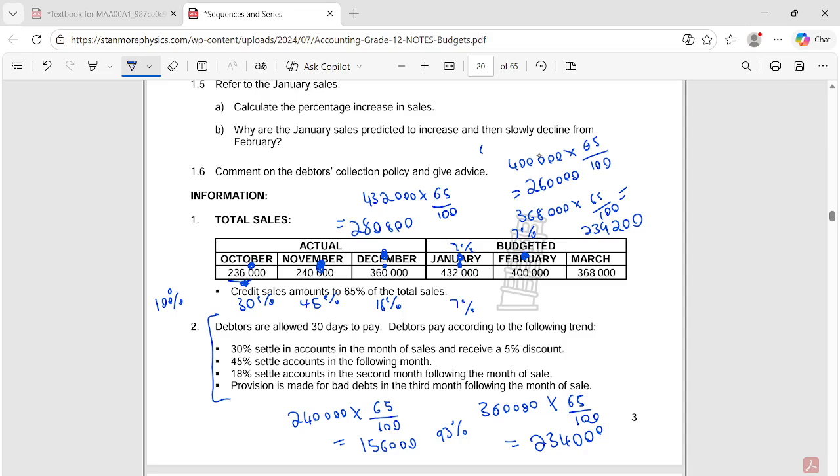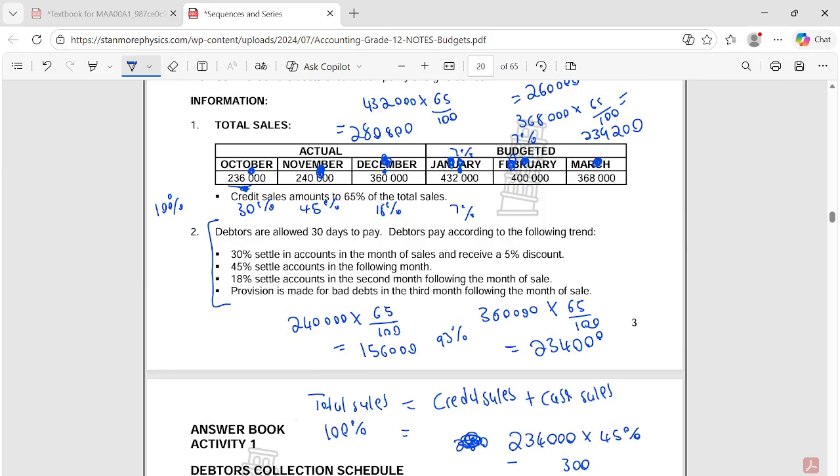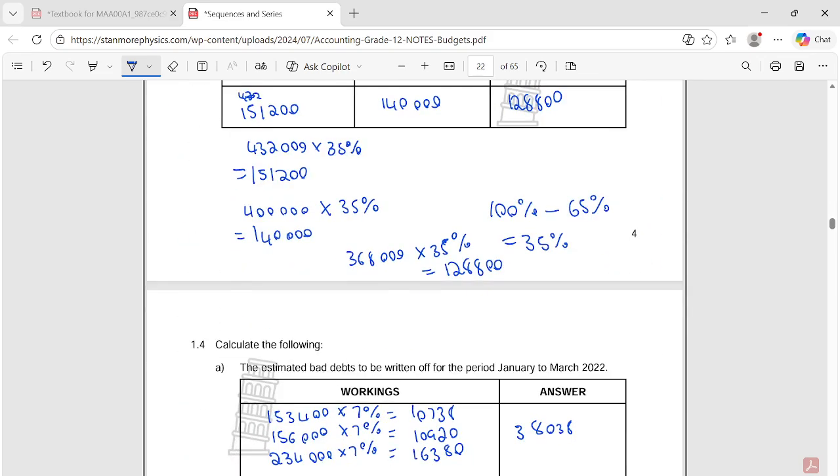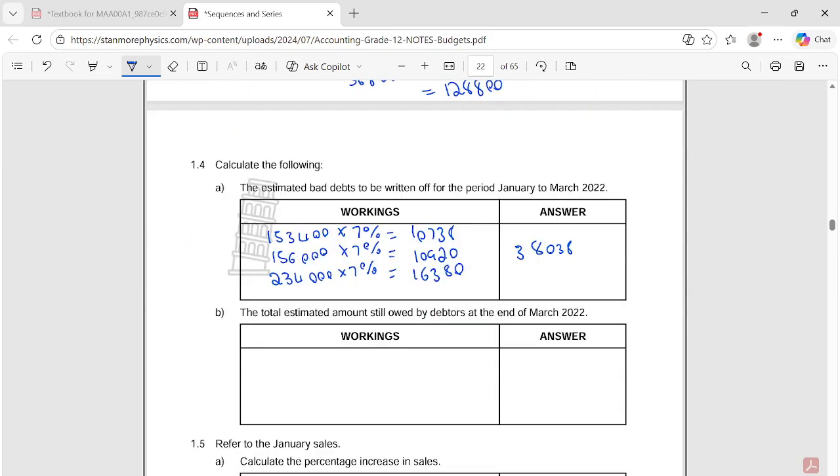get my bad debts percentage for January using the October one, and then for November I'm getting bad debts on February, and for December I'm going to get my bad debt on March, because I'm collecting here, and then the month following is here, and then the third month following is here, and then the bad debts is going to be here. That's how I got that, in case you did not get how I got the amount.